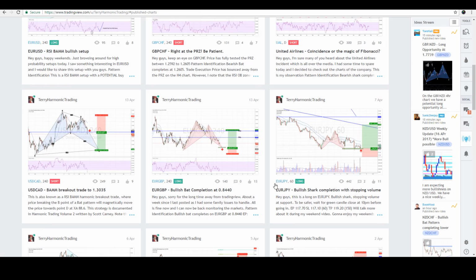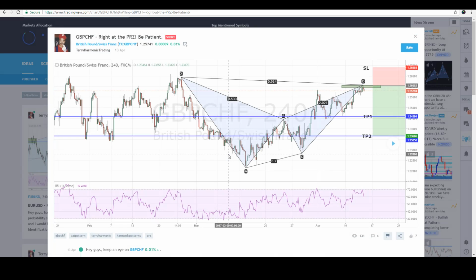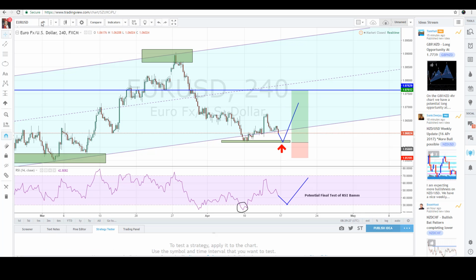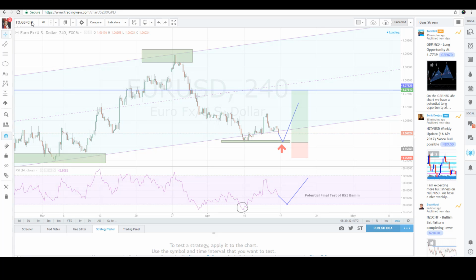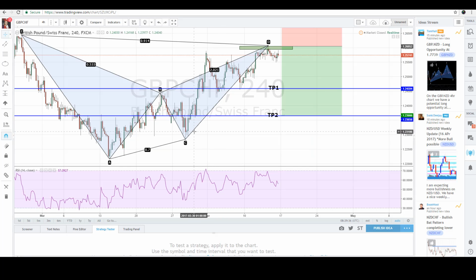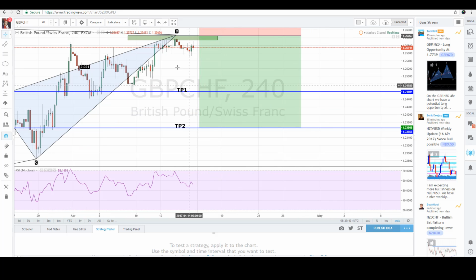Okay. Last but not least, I want to talk about Pound Swiss. Okay, this is pretty interesting. Let me go to the chart itself. Okay, last Friday, for the Pound Swiss, we have completed a bat pattern to short right at 26.05. Yeah, but I did not get in.